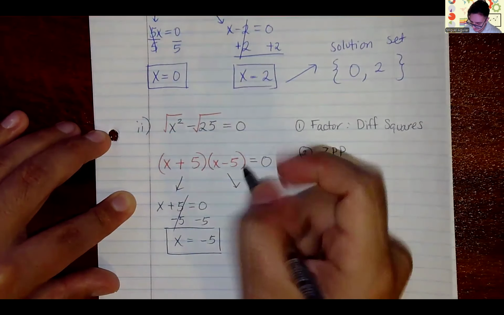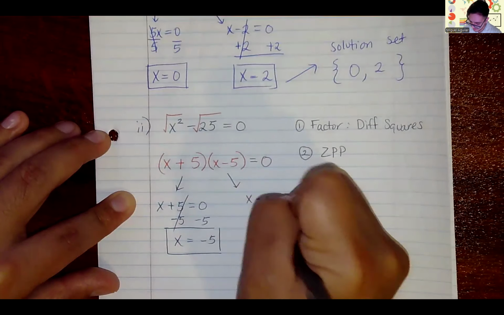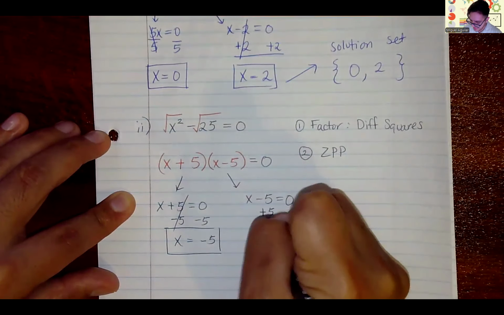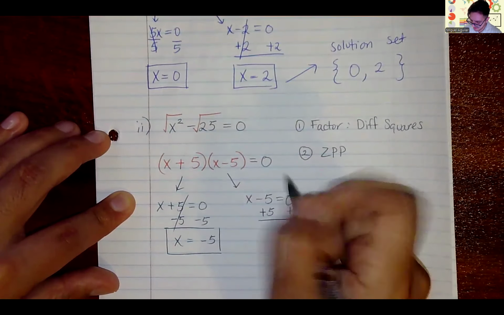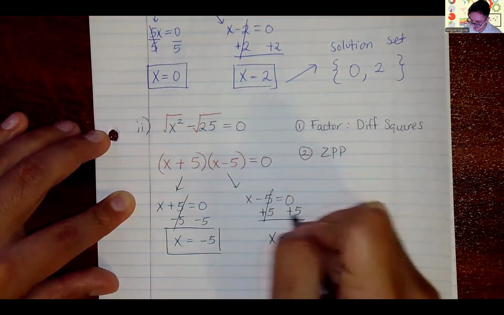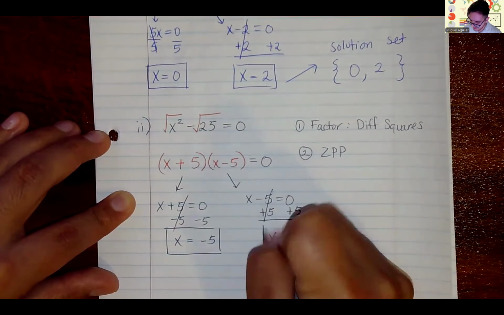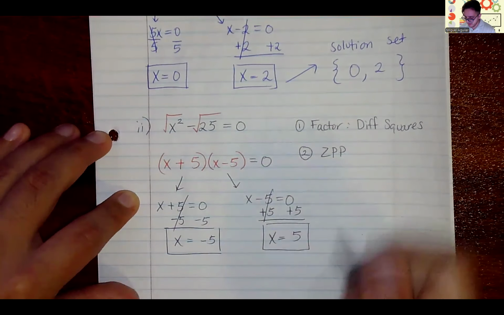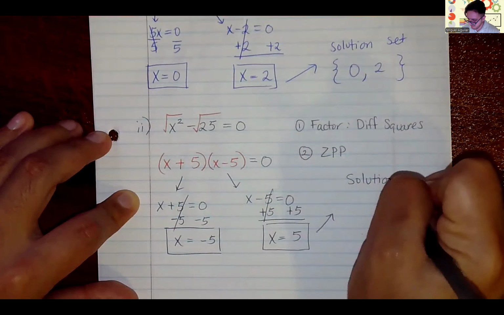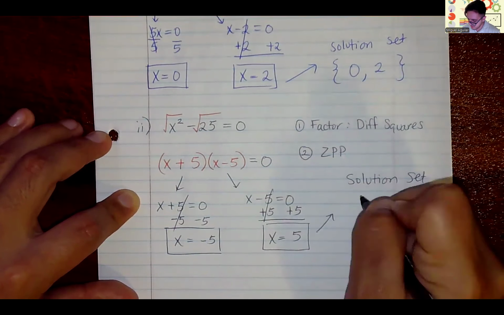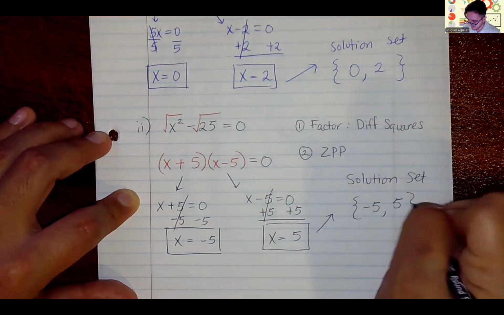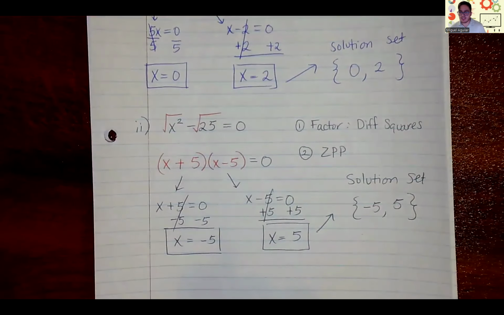Okay, great. We move over to setting x minus 5 equal to 0. And to solve this equation, we have to add 5 to both sides, cancel out our negative 5 with a positive 5, and we get x is equal to 0 plus 5 is positive 5. Okay, so our solution set can just be written as negative 5, comma, positive 5. Okay, we have our two solutions.